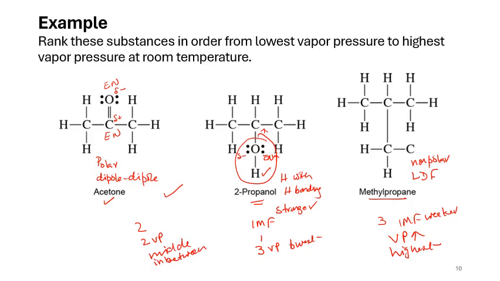So lowest vapor pressure to highest is going to be 2-propanol, and then acetone, and the highest vapor pressure is going to be methyl propane. That's how we can decide the substances with the highest and lowest vapor pressure.